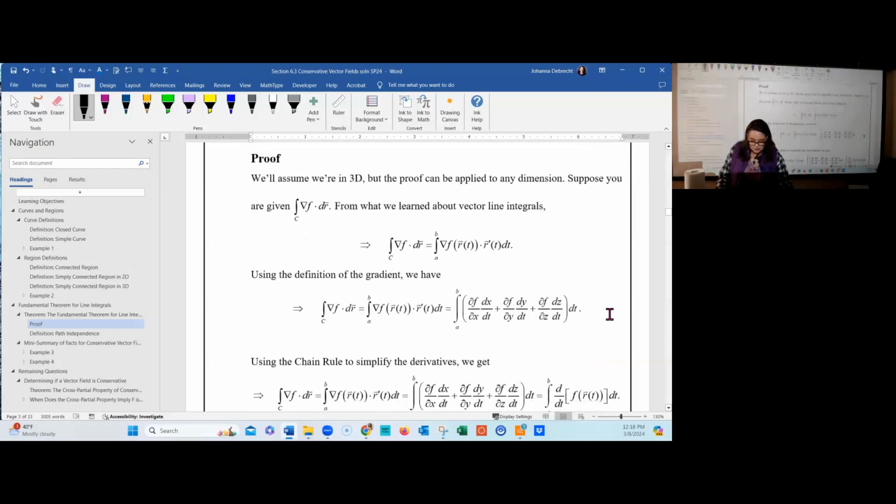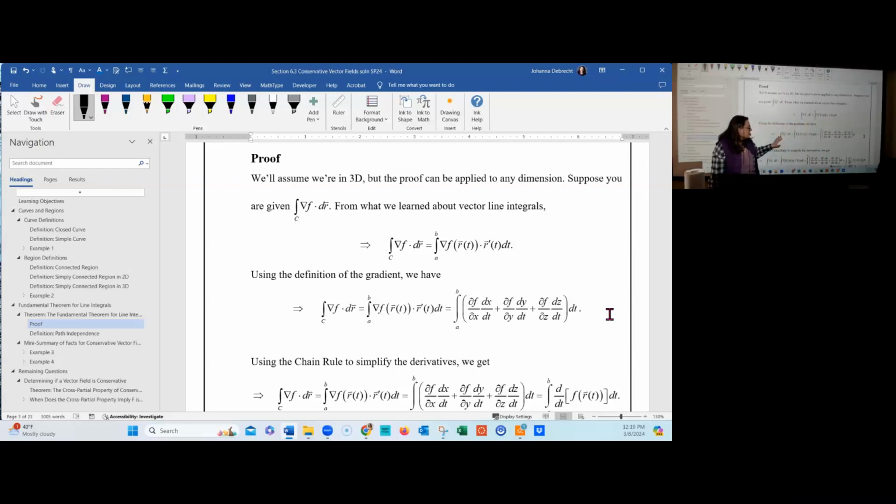We're going to assume that we're in 3 dimensions, but the proof will actually apply to any dimension. Let's suppose that we are asked to compute the vector line integral of del f dot dr, the vector differential. From what we've learned about vector line integrals in section 6.2, we know that this means that we can compute the dot product of del f of r of t dotted with r prime of t dt, given that the vector differential dr is equal to r prime of t dt.